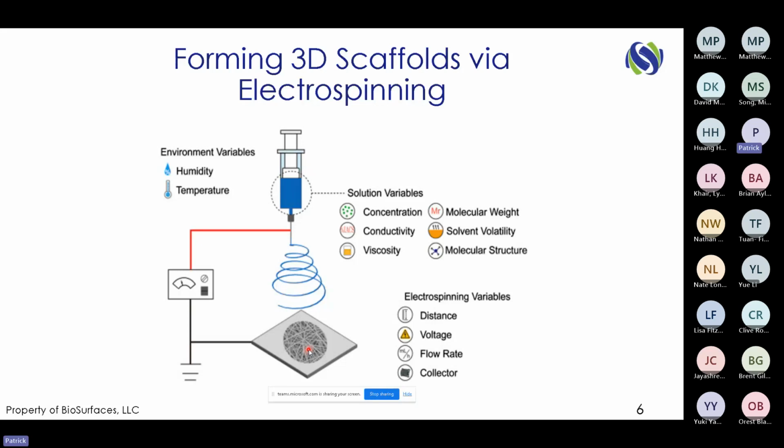So the nanofibers can be made from a wide variety of materials, and we can control their different properties by controlling a number of different variables, such as the concentration of the polymer, the molecular weight, conductivity of the polymer and the solvent, the viscosity, the solvent volatility, and molecular structure. Some environmental variables that are very important to consider are the humidity and the temperature.